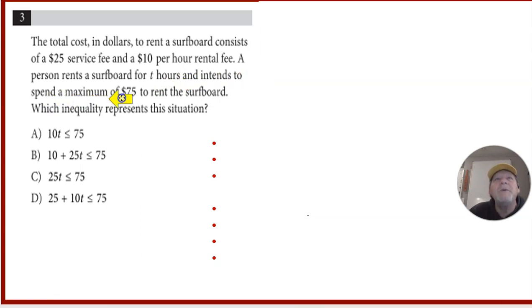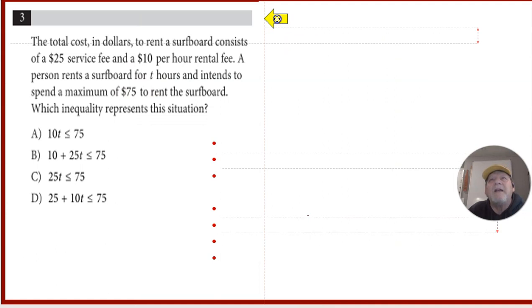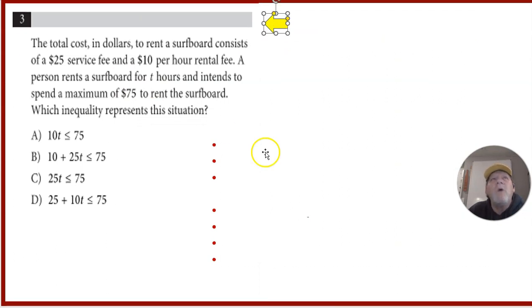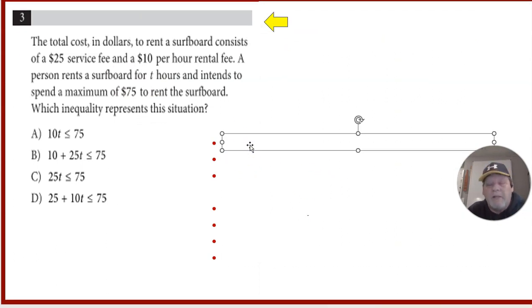and intends to spend a max of $75 to rent the surfboard. What does that mean? A maximum of $75 means that that's either all the money you've got or you've got to go spend money on something else. And so all that you can really spend at that time is $75. Which inequality represents this situation? Well, each one of the inequalities here has less than or equal to, and maximum would mean less than or equal to if you write the inequality correctly.